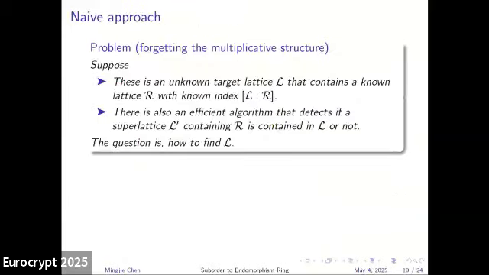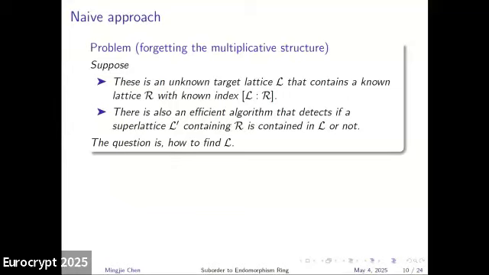OK, so now I will give you some intuition on this problem. If we just forget about the multiplicative structure, this is just a pure lattice problem, right? So we have a target lattice, which is unknown, and we have a known sublattice inside this target lattice with an index given to us. I should have said that these lattices are of the same rank, rank 4 in our case. So then this index is a finite integer.